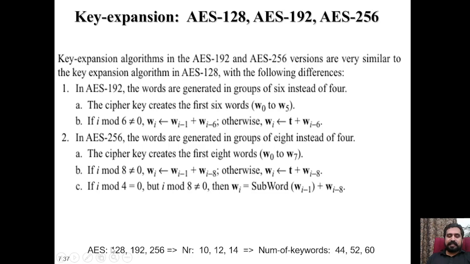In general, we say that if we use the 128-bit variant, we have 10 rounds and 44 words. If we see the AES 192 variant, we have 12 rounds and use 52 words. Similarly, in the AES 256 variant, we use 14 rounds and have a 60-word combination of 8 words. This is very important in terms of objectives, and in an interview they may ask you a question regarding the number of key words used for the AES 128, 192, and 256 variants.